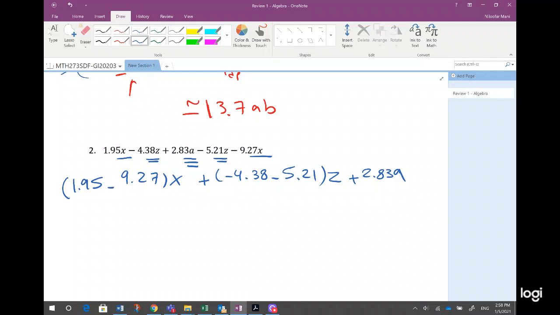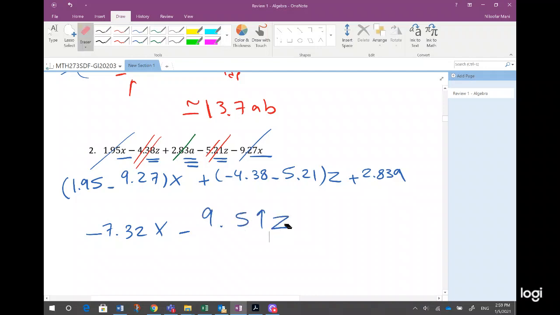Yeah. Like terms. Okay, I told you. Whenever I do that, I cross them. If I don't cross them, maybe I miss them. Okay, so I do that. Then I do this. And then I do this. Yes. Okay, now I find the answer. Here is minus 7.32 X minus 9.59 Z. Okay, my handwriting, so maybe I have to do Z here, like that, and 2.83A.